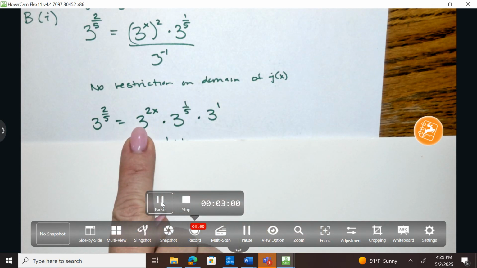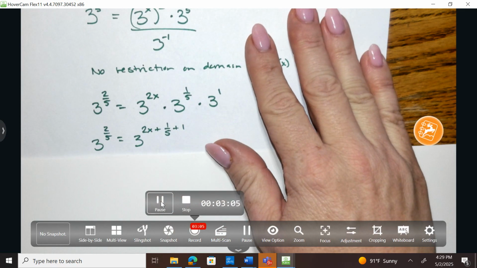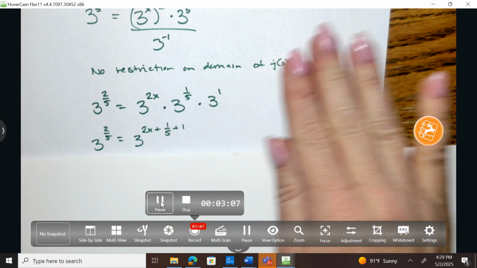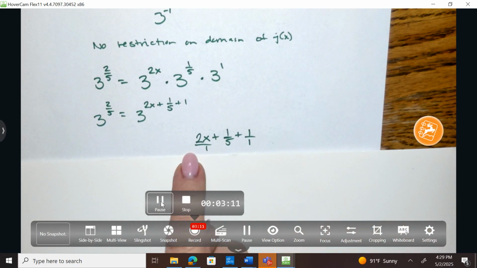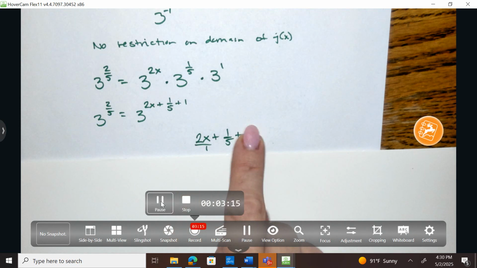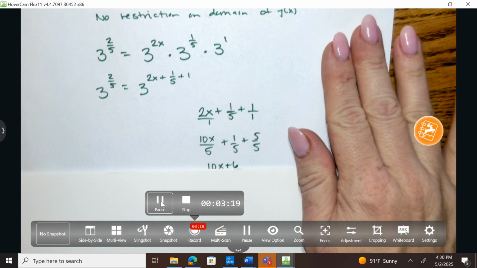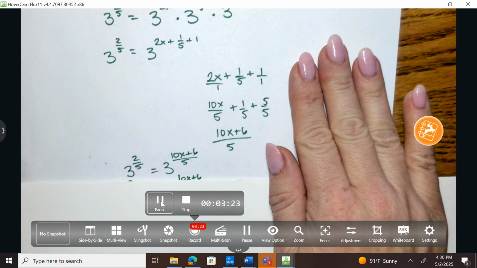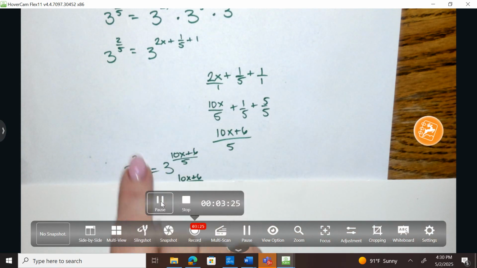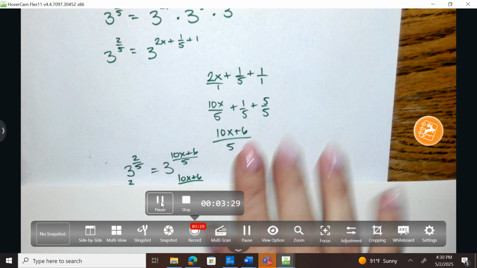I also know that when I have the same base and I'm multiplying, I add the exponents. So right now I'm going to work on adding these together. So 2x plus 1/5 plus 1, and that's what I do here. I'm finding a common denominator of 5, and I end up with 10x over 5, 1/5, and 5 over 5. When I combine those, I get 10x plus 6 over 5, so I can now rewrite the quantity above as 3 raised to the 10x plus 6 over 5.